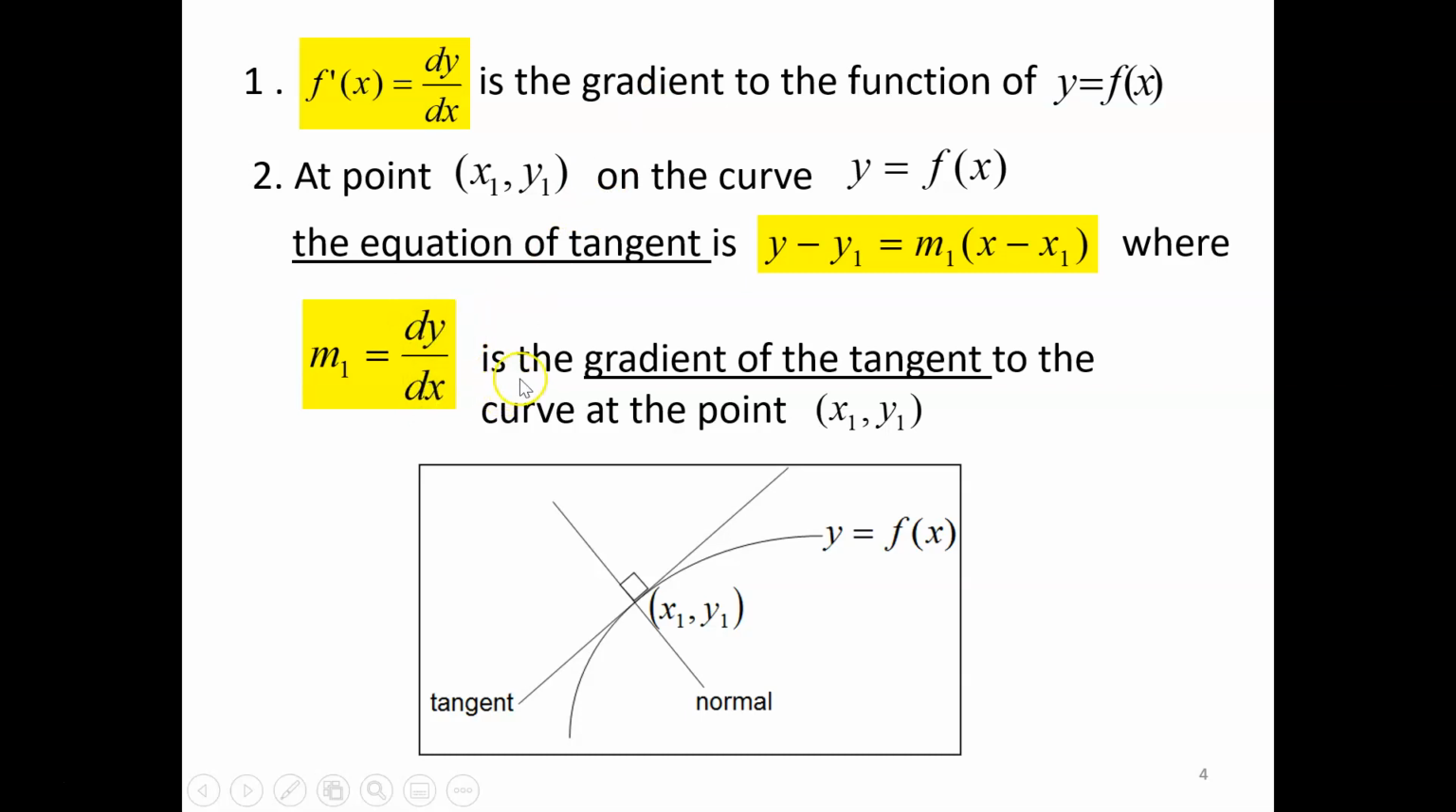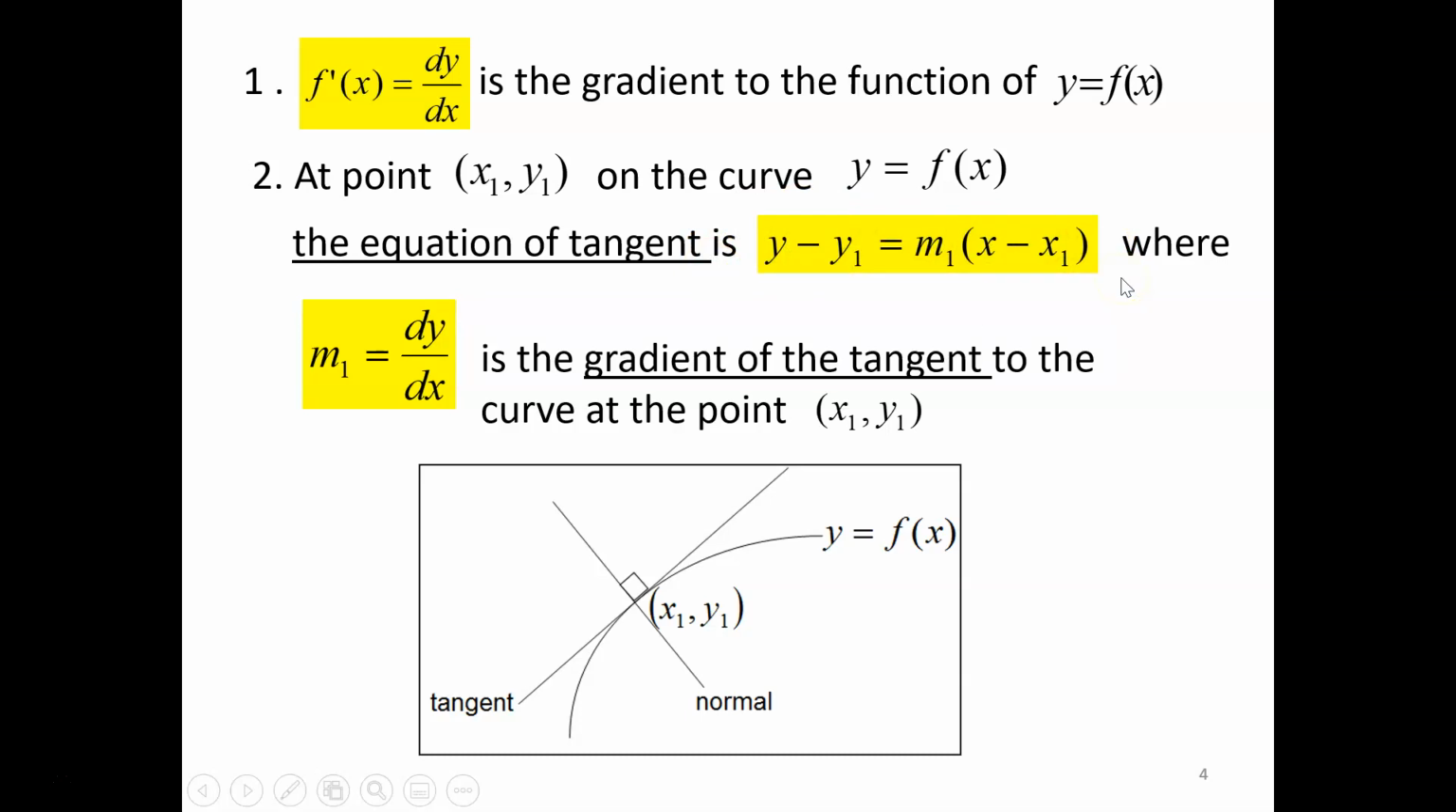Okay, so this one is the gradient of the tangent to the curve at the point (x1, y1), which means when you have a point there, one point, and you have the gradient, now you can obtain the equation of tangent. Equation of tangent, the formula is given like this.